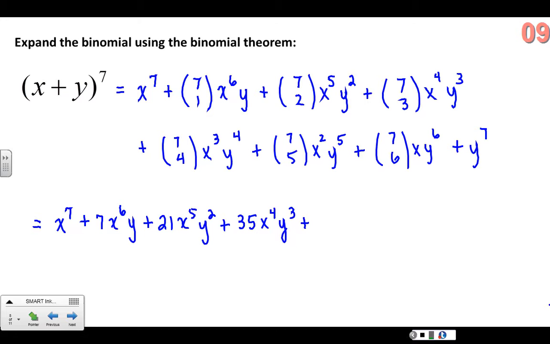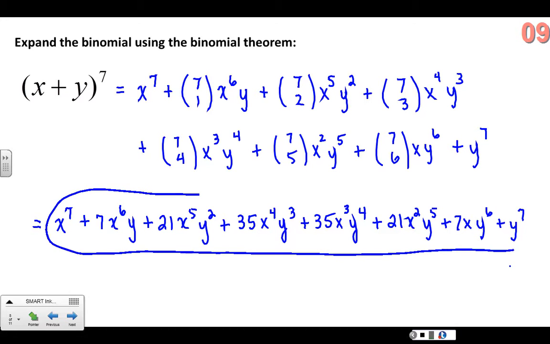7 choose 4 will be 35 again. Okay, 7 choose 5 will be 21. And it's just going to go back out. So 7x y to the 6th plus y to the 7th. So much fun.